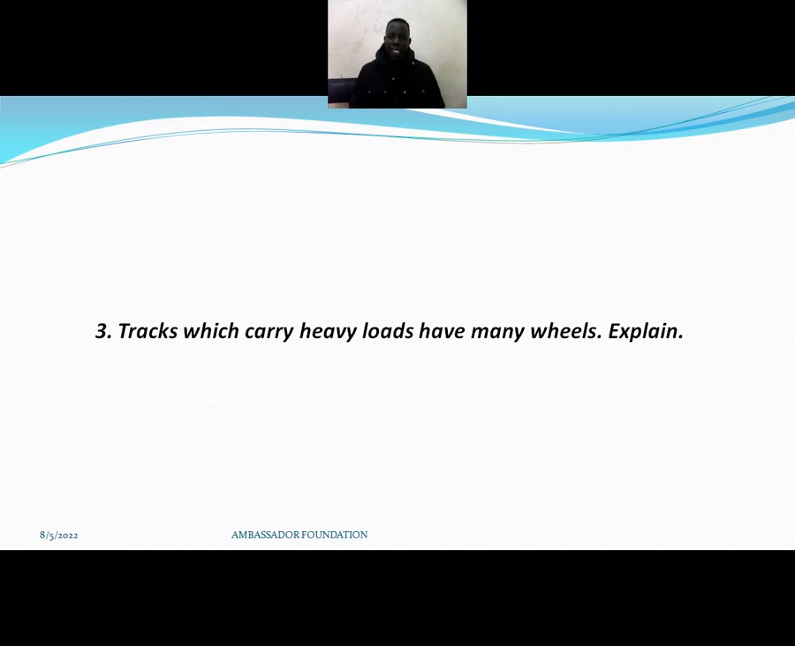Now, the difference is because the elephant's feet have a greater area of contact with the ground. So, yes, the elephant is heavy, but the feet are also very large. They have a large area of contact. So, less pressure is exerted by the elephant onto the ground. That's another good example you can use.